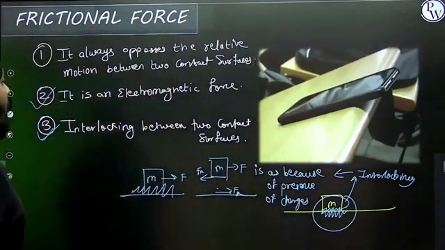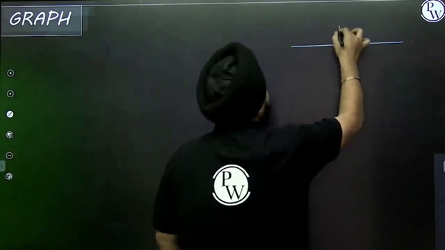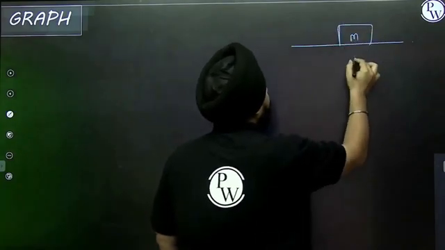Now, let's move on to the formula and the graph. Suppose this is a particle M.